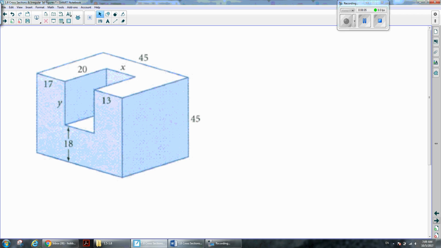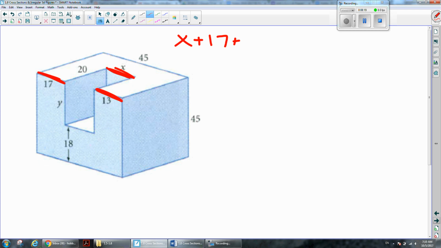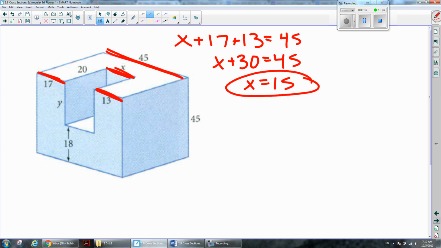And here's our last one. Okay, if we look at x, with the 17 and the 13, that would give us this total length here, the 45. So x would be 15. And the y value is going up and down here, so it's the 18. And that would equal the whole 45.